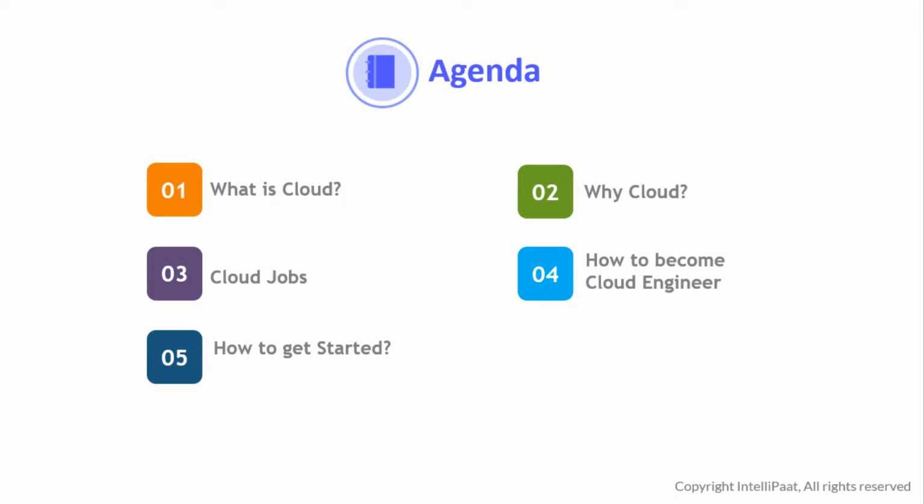Once we're done with that, we'll move on and discuss how to become a cloud engineer. All the cloud jobs that we'll be discussing have an umbrella term, which is cloud engineer. Once you become a cloud engineer, you can specialize yourself in one of the cloud domains. That is what the cloud jobs will be all about. And then I'll tell you, if you are planning to switch to the cloud domain, how to become a cloud engineer exactly. And finally, I'll tell you how to get started.